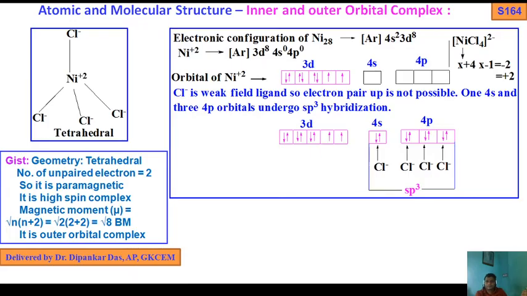Okay, by mistake it has been written outer inner, but actually it is outer orbital. Okay, 4s 4p. So the gist is, the geometry is tetrahedral, number of unpaired electrons is 2. So it is paramagnetic. It is a high spin complex due to the presence of 2 unpaired electrons. If all electrons get paired up, it is a low spin complex.